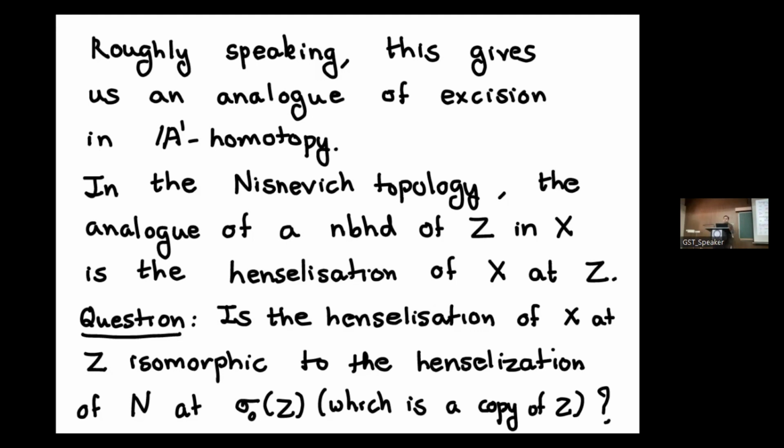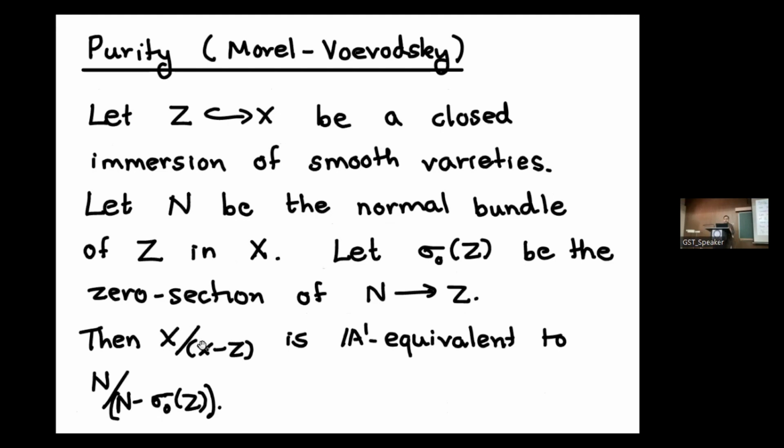Something similar is happening over here, that if you're looking at the pair X, X minus Z, then if you remove whatever you want from X minus Z, until what is left is actually an infinitesimal version of X around Z, that is the same thing as N over N minus the zero section, doing the same thing with N. So this is roughly what it is saying, that it's basically giving us the right machinery to do excision.